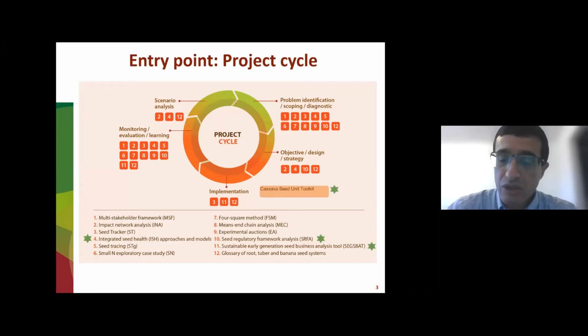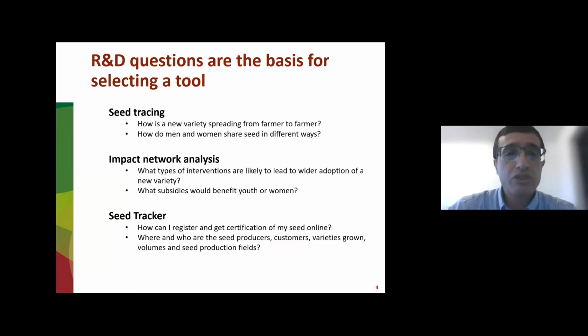So one of the points that I want to describe or discuss a little bit with you is that we have these two entry points, right? The seed value chain and also the project cycle. But really, the main entry point for using the tools are the research and development questions that you may have around seed systems. So with this slide, what I want is to emphasize the need of having a clear research or development question around seed systems, and also touch upon a little bit about the differences between these three tools that were described yesterday: seed tracing, impact network analysis, and seed tracker, because they are actually complementary and are in a way similar.